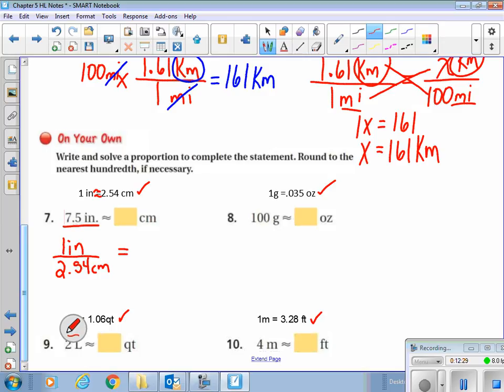The other part that I have is 7 and 5/10 inches. I notice that inches are on top. So my 7 and 5/10 inches should be on the top as well, giving me my x centimeters on the bottom. Now, if you wrote it as 2 and 54 hundredths centimeters is to 1 inch, now where would your 7.5 inches go? Now they would go on the bottom. But please notice that your cross products are still the exact same. So it doesn't matter which way you do it, as long as you are lining up those units correctly.